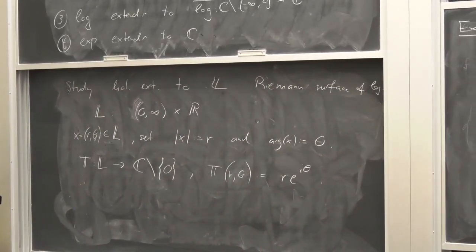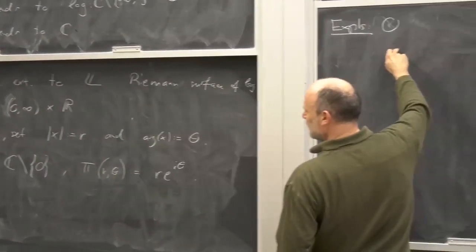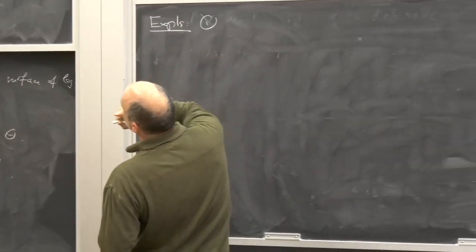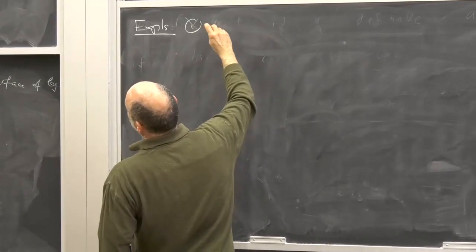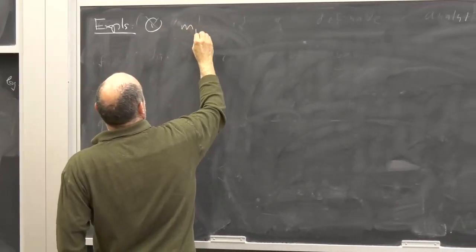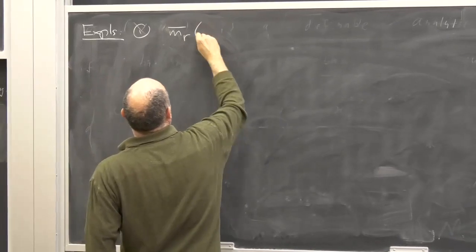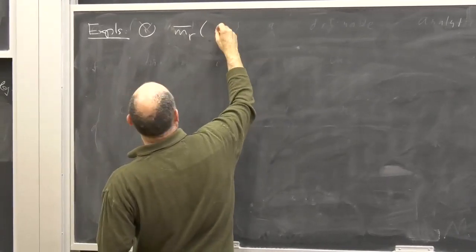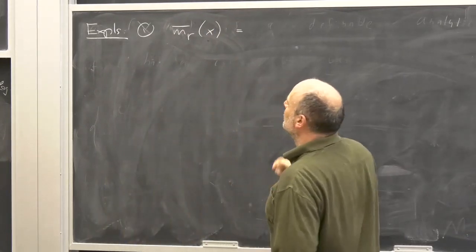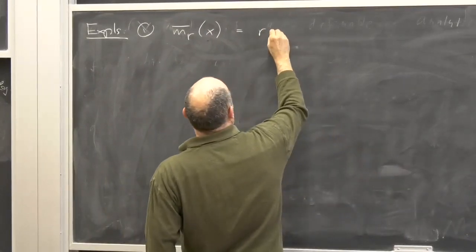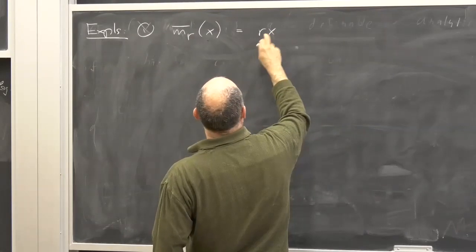That's why I use the letter X for the things in L. Okay, scalar multiplication. What does that correspond to? Again, I'm going to write bar here. So, what does it extend? Well, you multiply the modulus.